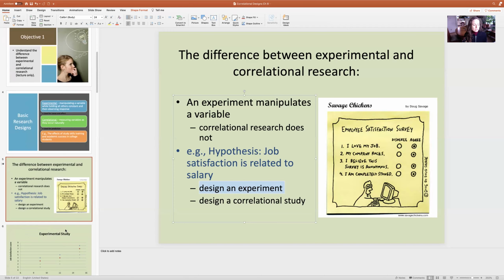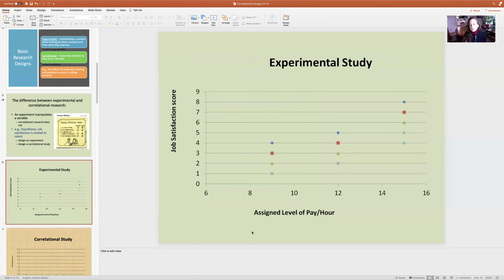Let's take a look at the different kinds of data we get. Here I had the experimental study. I had a group paid $9 an hour, a group paid $12 an hour, and a group paid $15 an hour. You can see I just have information from those groups. There's nobody in between because I assigned them to different groups. You can see a clear relationship where as salary goes up, so does job satisfaction.